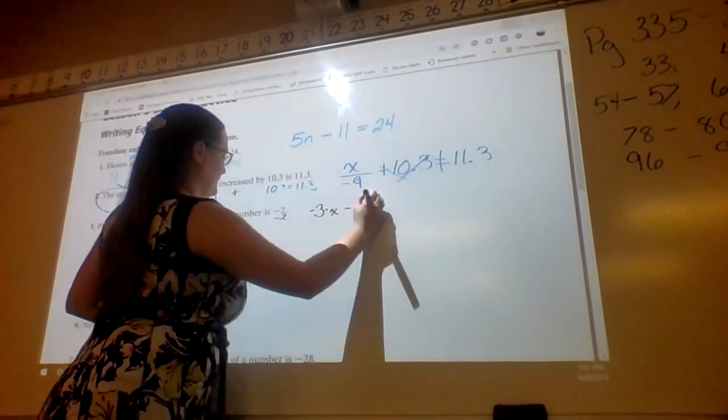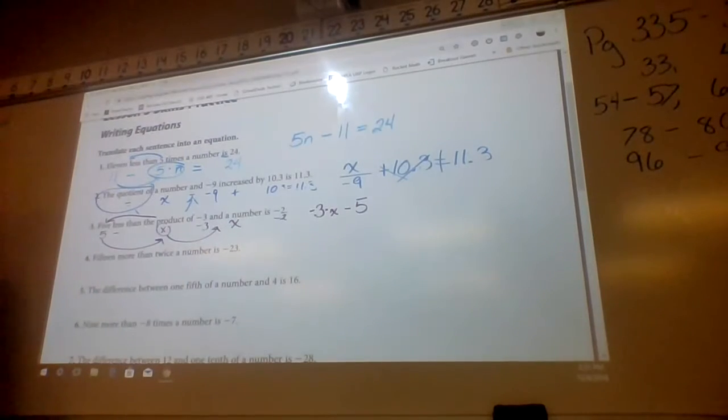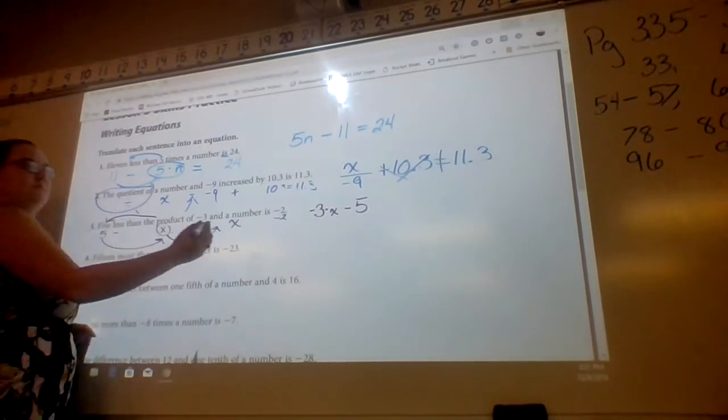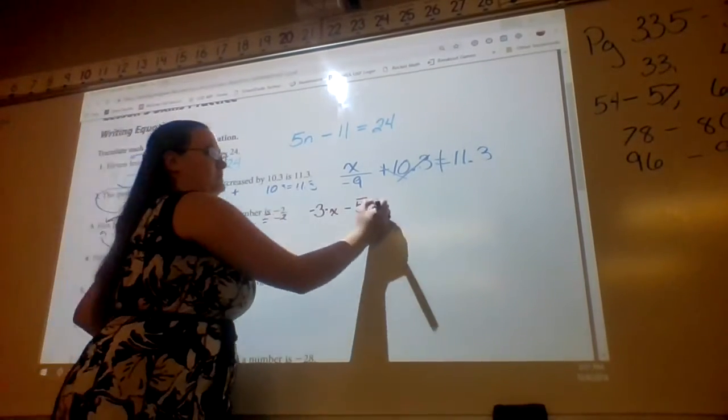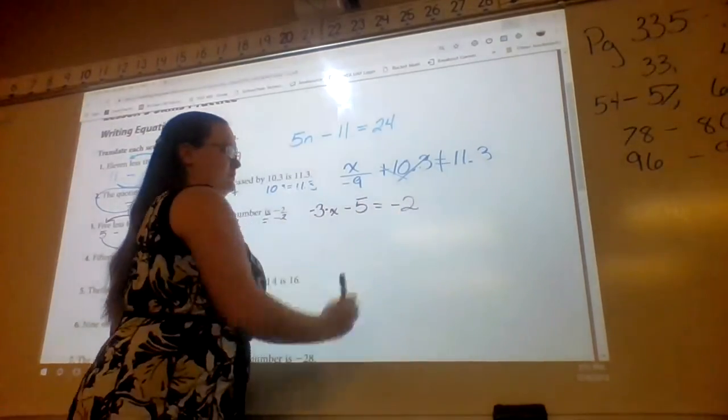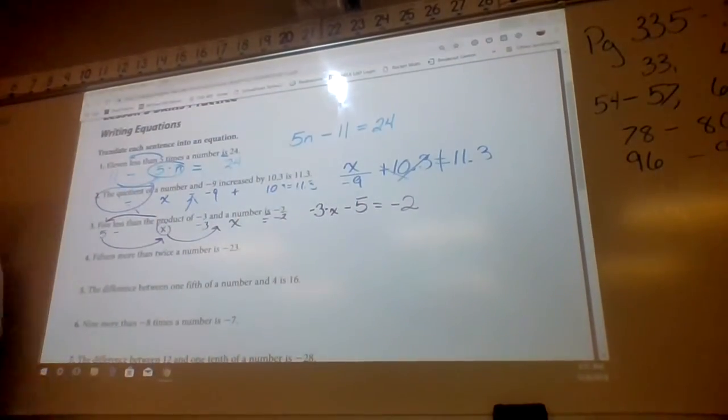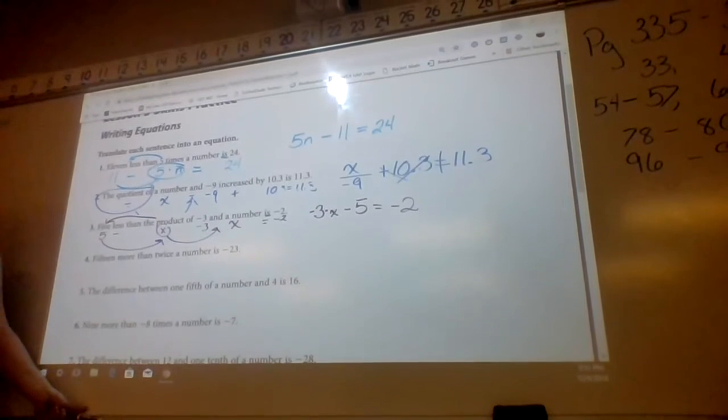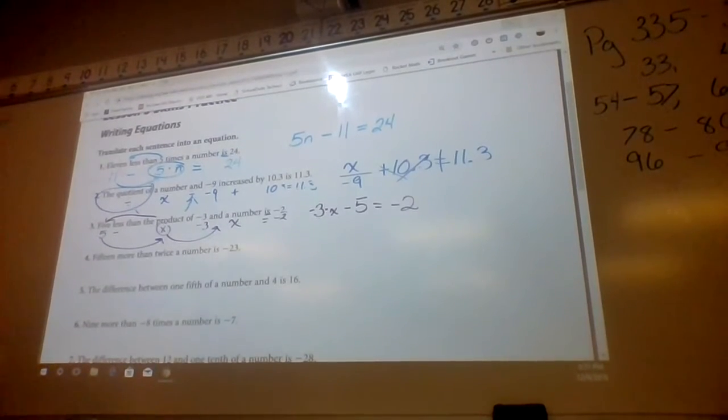Subtract 5. What keyword did we miss? What does is mean? Is means equals. Equals -2. Solve that equation.